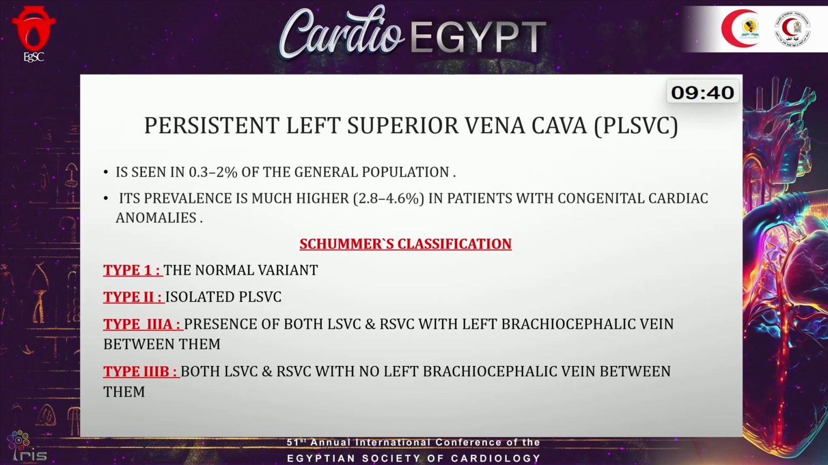Type 1, it is the normal variant that is present in most of the population. Only one SVC running on the right side. Type 2, it is isolated persistent left superior vena cava. Type 3, presence of both right and left, and there is a communicating left brachiocephalic vein in between. Type 3B, right and left without communication in between.